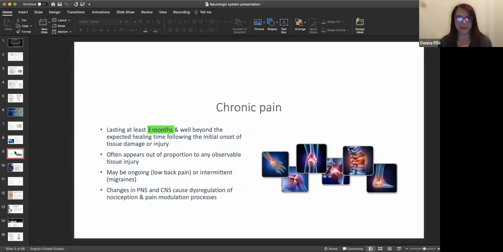Okay, chronic pain. Now, this is pain that's lasting at least 3 months and is well beyond the expected healing time following the initial onset of tissue damage or injury. This often appears out of proportion to any observable tissue injury. This may be ongoing, such as with low back pain, or intermittent, such as with migraines. There's changes in the PNS and CNS that cause dysregulation of nociception and pain modulation processes.